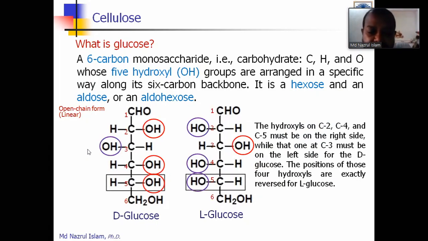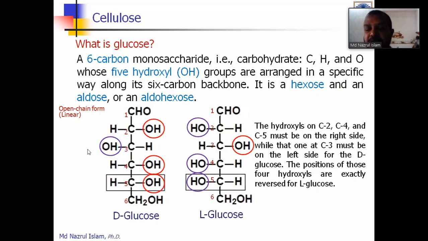So what are D and L glucose? Before this slide we mentioned that cellulose is made from glucose. Now we have some confusion. Is it L-glucose or is it D-glucose? Because now we have tried to understand the structure of the cellulose glucose.